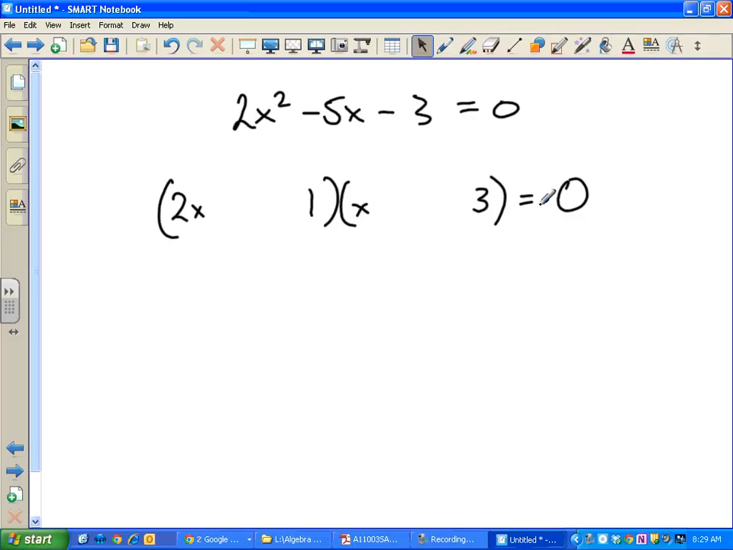What's the outer product right now? 6. Do you guys agree with that? What's the inner product? 1. Do 6 and 1 work together nicely to make -5? Anybody? Somehow I can work 6 together with 1 to get -5. Which one of these do I need to be negative? Do I need the 6 to be negative, or do I want the 1 to be negative? I want the 6 to be negative, which means the negative has to go in front of the 3.